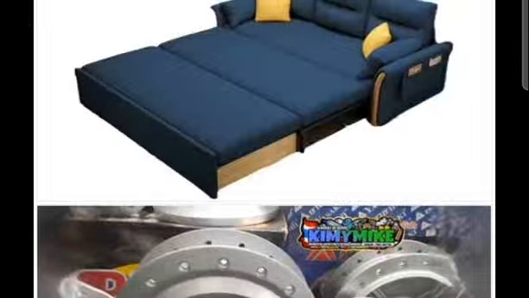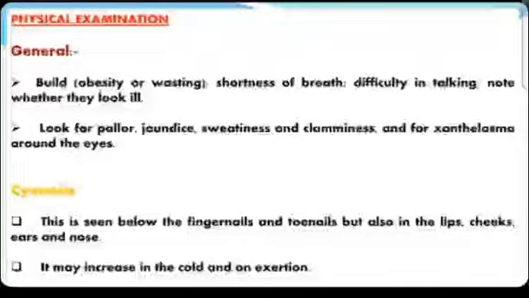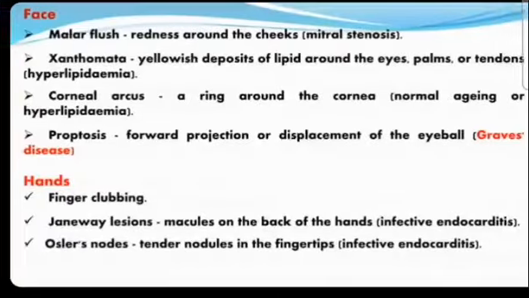Physical examination and evaluation. In general, we should note obesity or wasting, shortness of breath, and difficulty in talking. Note whether they look ill. Look for pallor, jaundice, sweatiness and clamminess, and for exophthalmos around the eyes. Cyanosis is seen below the fingernails and tongue, but also in the lip, cheek, ear, and nose. It may increase in the cold and with exertion.